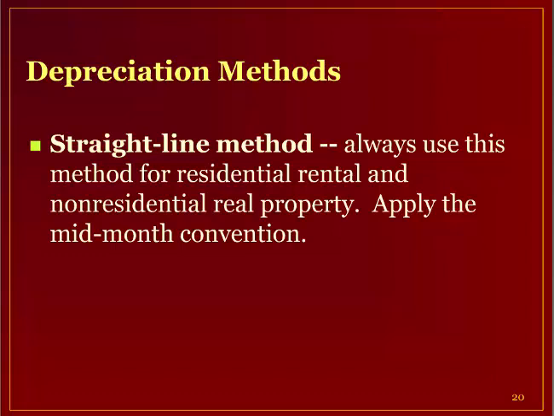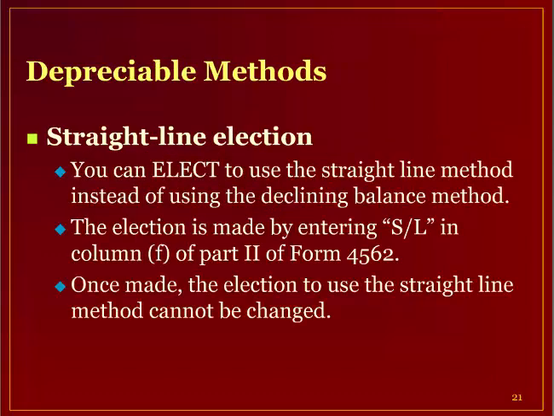You can use the straight line method. Well, this one, you always use this method for residential rental and non-residential real property. And here you apply the mid-month convention. So real property, mid-month convention. Straight line method. You can also elect to take the straight line method on a piece of equipment instead of using either one of the other two declining balance methods. I don't know why you'd want to do this, but somebody probably would have a reason. And you have to make an election by entering SL in column F of Part 2 of Form 4562. And once you make the election, you're stuck with it over the entire recovery period. So you can't start out straight line and go, oh, gee, I wish I'd taken that double declining balance method, and it's too late. Once you take it, you're committed to it.